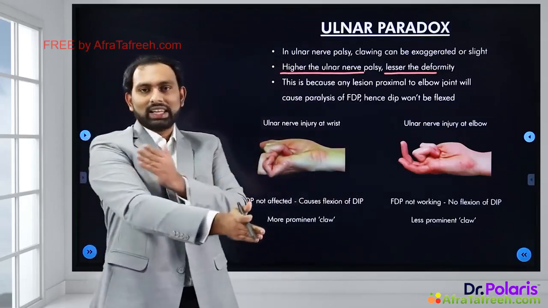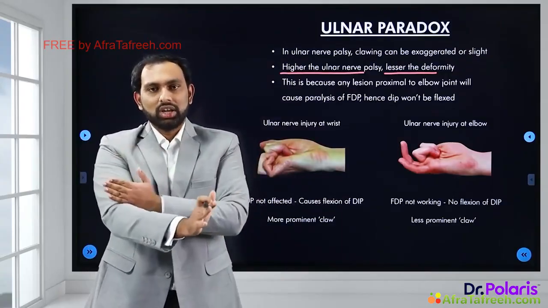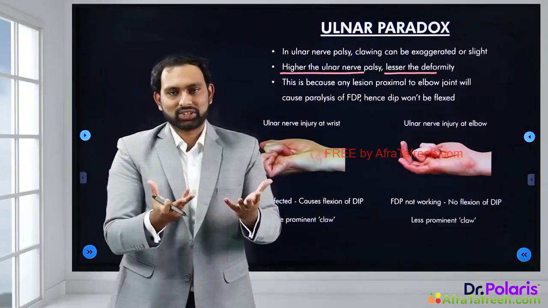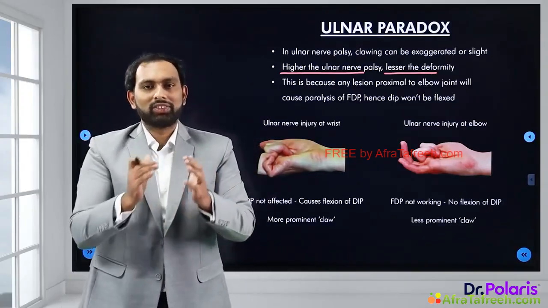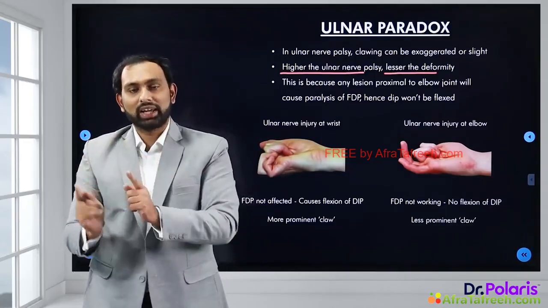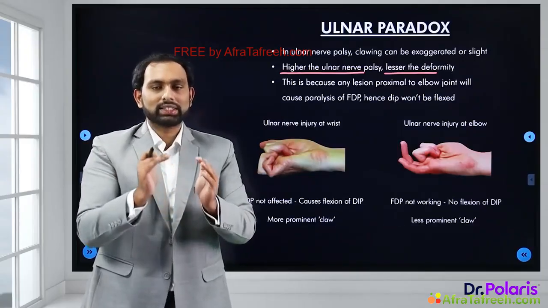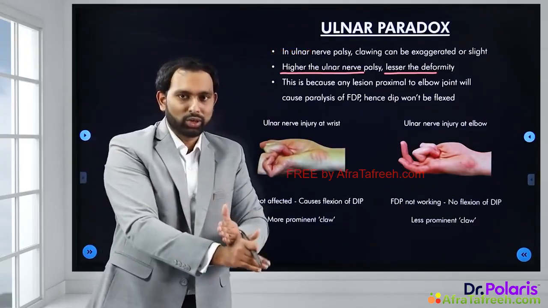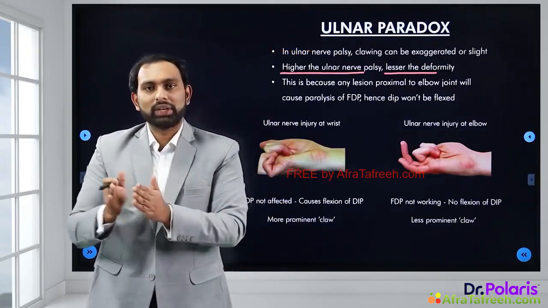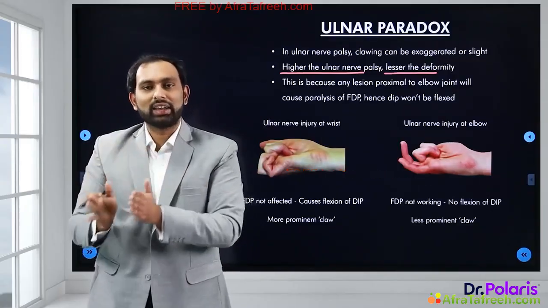Normally in any nerve injury, if there is a higher lesion, the defect will be more exaggerated. And if the lesion is in the lower area, the deformity will be less exaggerated. But in the ulnar nerve, if the lesion is higher, the deformity is less exaggerated. And if the ulnar nerve palsy is in the lower area, then the deformity is more exaggerated. So this is called the ulnar paradox.